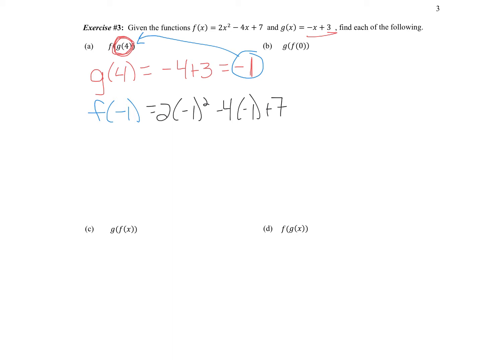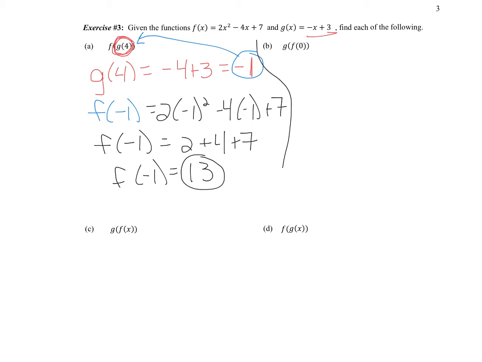And if I evaluate that, this is going to be 2 times positive 1. Negative 4 times negative 1 is positive 4, and then plus 7. So f of negative 1 equals 13, and that's my final answer.